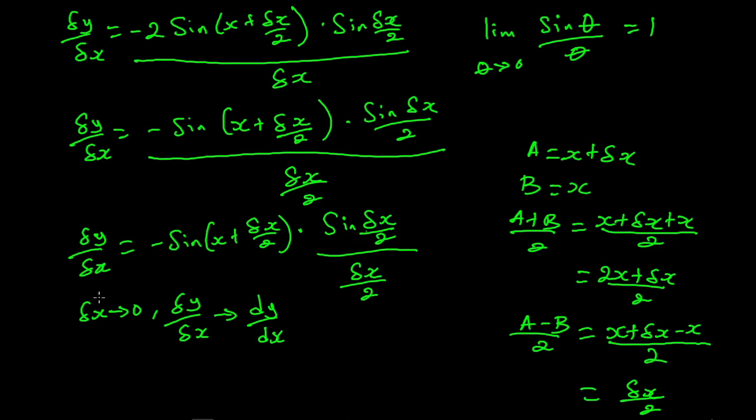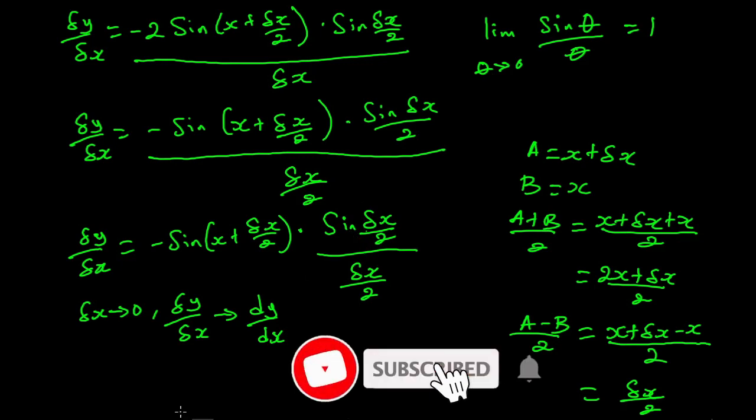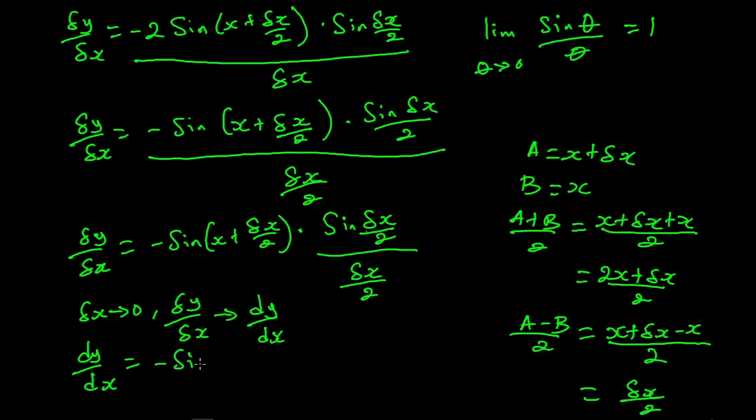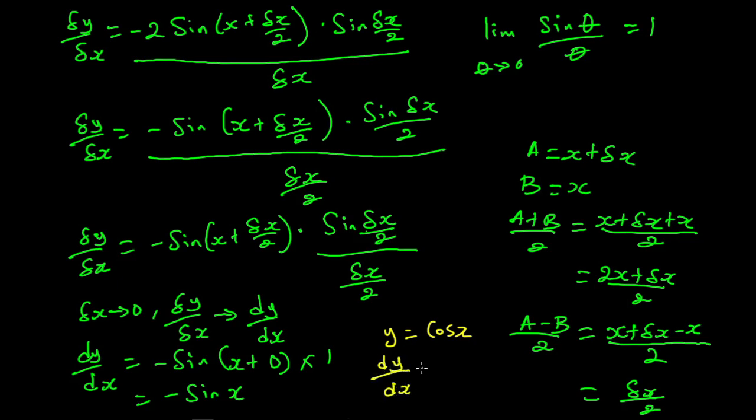So as delta x is tending to 0 here, that means this also is going to tend to 0. That means dy over dx is going to be equal to negative sine of x plus 0 multiplied by 1, which is equal to negative sine x. Therefore, if y is equal to cos x, then dy over dx is equal to negative sine x.